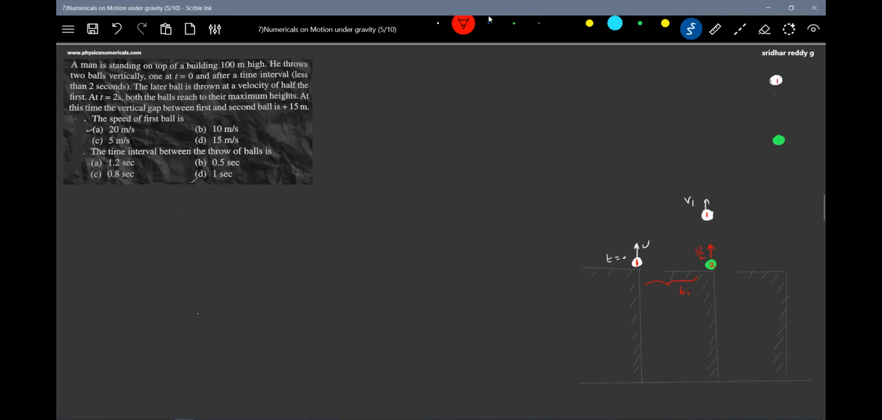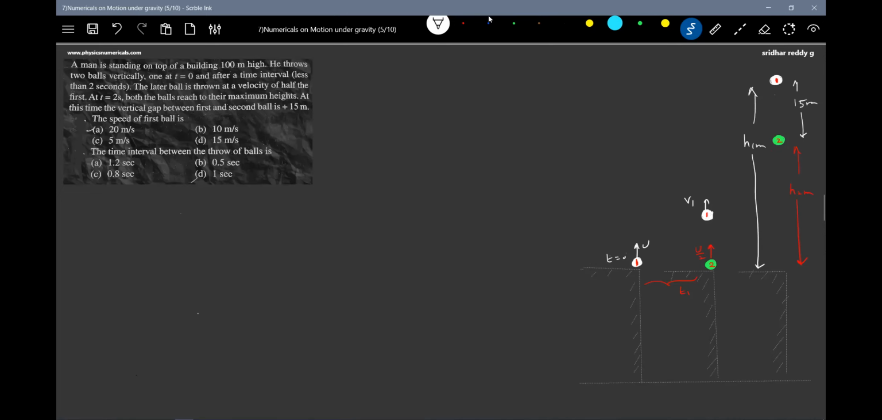You can see this. So what shall I call this? This is the maximum height of the second ball. This is the maximum height of the first ball. This difference is what? 15 meters. See, if you draw a diagram, it's very easy to see what's going on. So all the information, I have put everything in the diagram here.